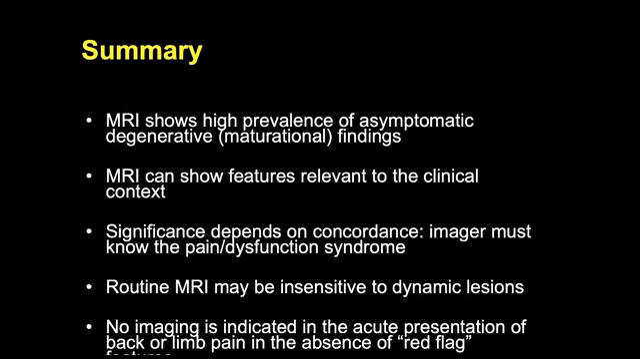So it really is important for the imager to know what the clinical context is, what the pain and dysfunction syndrome is, whether it's given to you from the provider or through some questionnaire. Routine MRI may be insensitive to dynamic lesions. So combining reading MRI with upright radiography, if you have that in your PACS, I think makes it more informative and makes you more useful. And then, for acute back pain, no imaging is indicated unless there are red flag conditions.